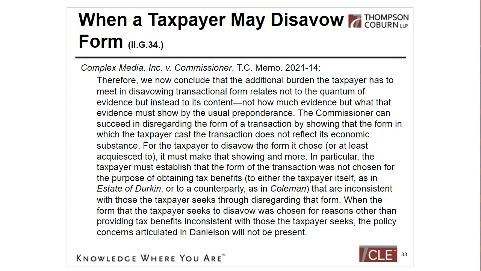Slide 33, the taxpayer has to show that the form of the transaction was not chosen for the purpose of tax benefits that are inconsistent with those the taxpayer wants by disregarding the form. So you chose the transaction for a particular reason that was unrelated to the tax benefits that you want to get now. It's not like you had a trade-off of tax issues going on with you, taxpayer. You had a particular reason other than what you're trying to get as a benefit now.